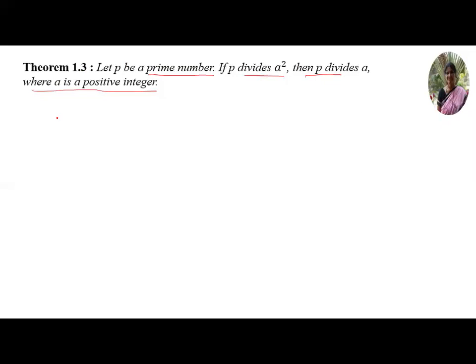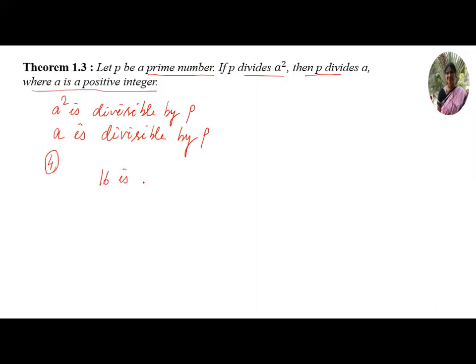What does it mean? If the square of a positive number, A square, is divisible by P, P is a prime number, then A is also divisible by P. Let us take the example, then you will understand better. Suppose I take number 4, its square is 16. 16 is divisible by prime number 2. So 4 is also divisible by 2.